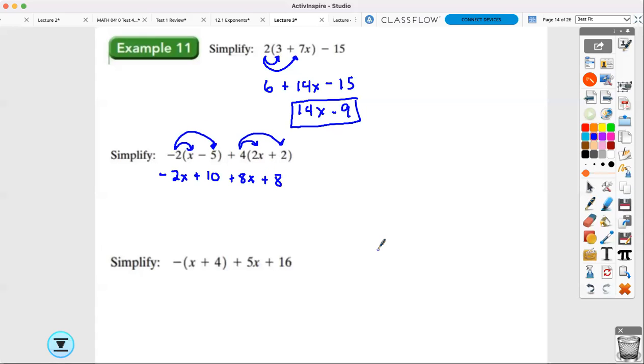Class, are we done or can we simplify further? We can simplify further by combining like terms. I can combine -2x with 8x and then +10 with 8. So -2x plus 8x is 6x. 10 plus 8 is 18. And we're done.